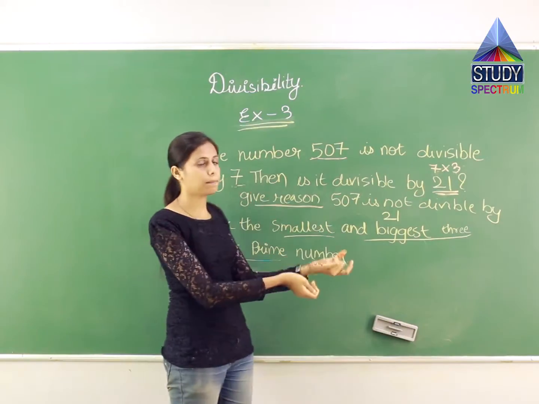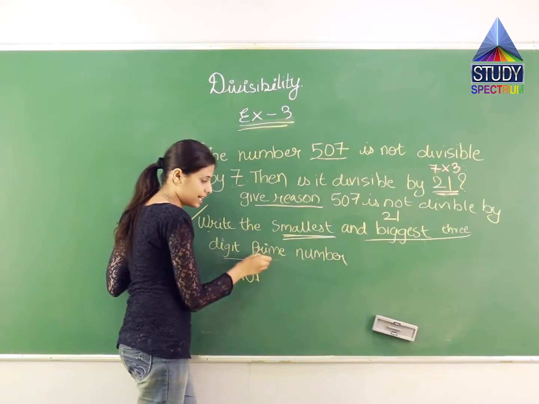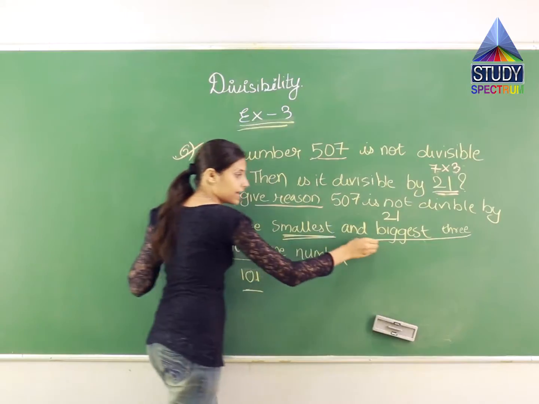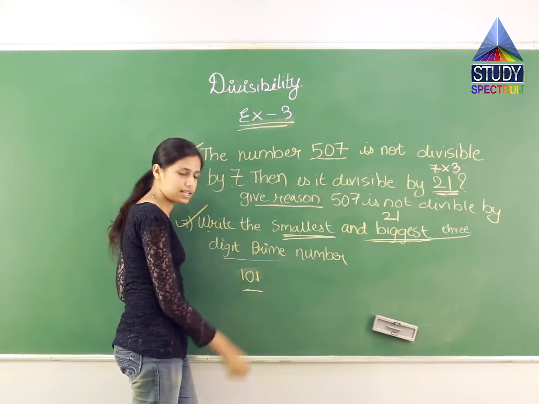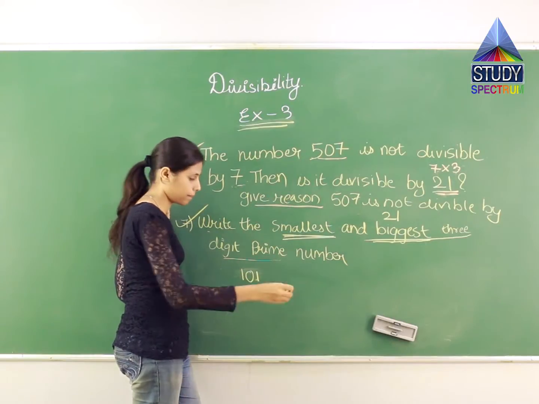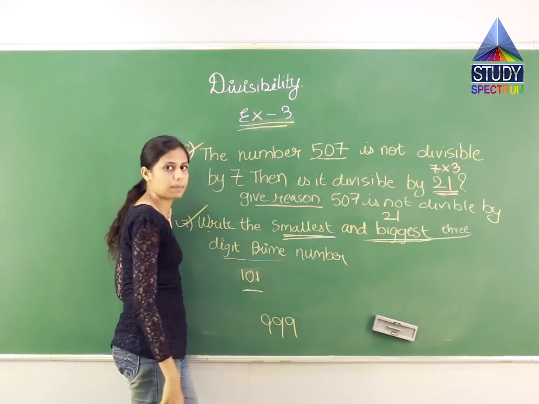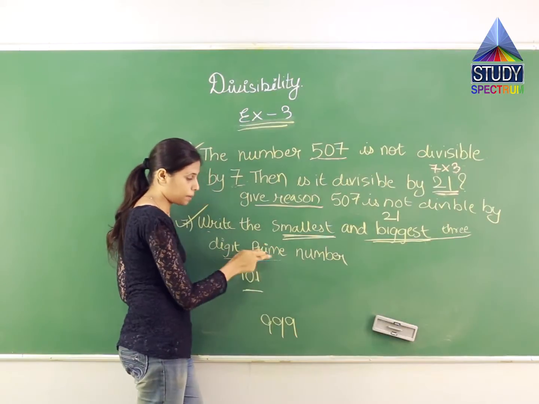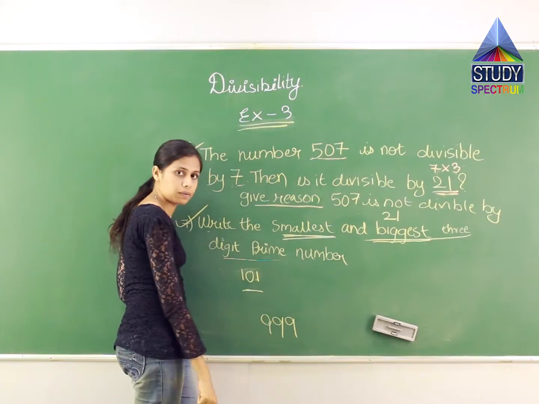The smallest 3-digit prime number we have found is 101. But what about the biggest? They are asking you the biggest 3-digit prime number also. So the smallest is this. What is the largest 3-digit number? 999, right? After this comes 1000, which is a 4-digit number. I am not talking about prime numbers yet, just the largest 3-digit number, which is 999.